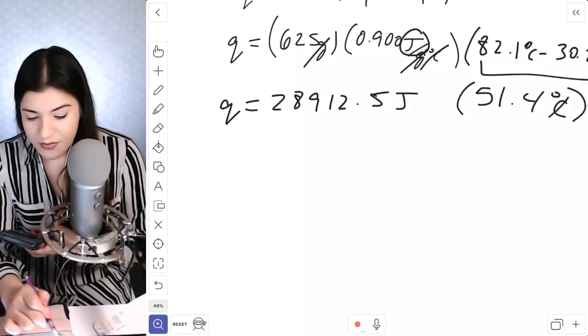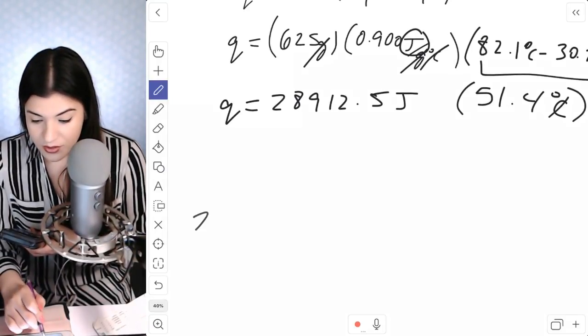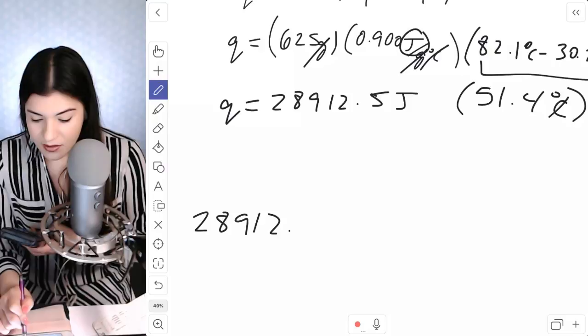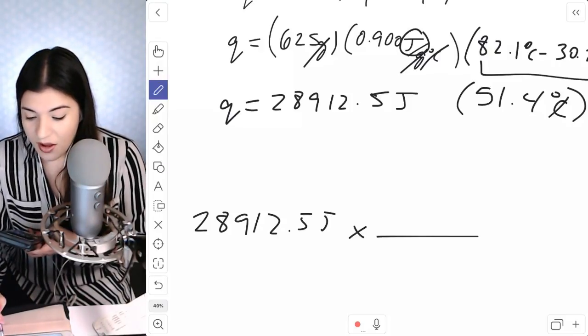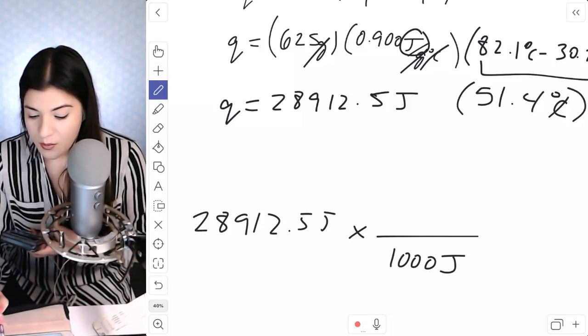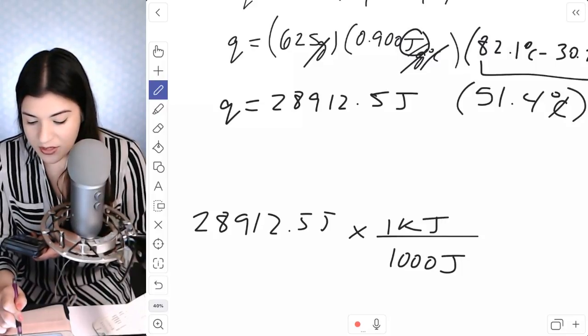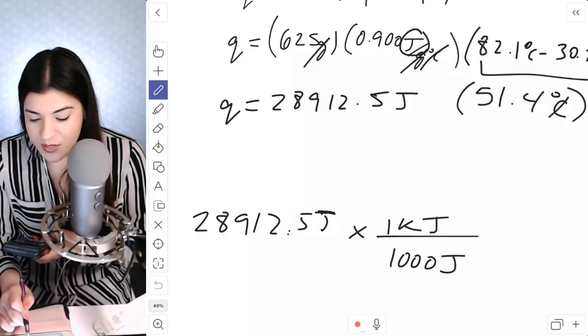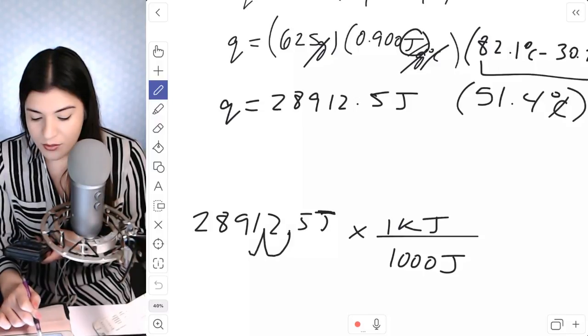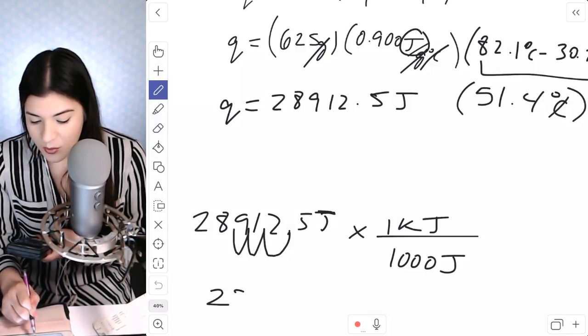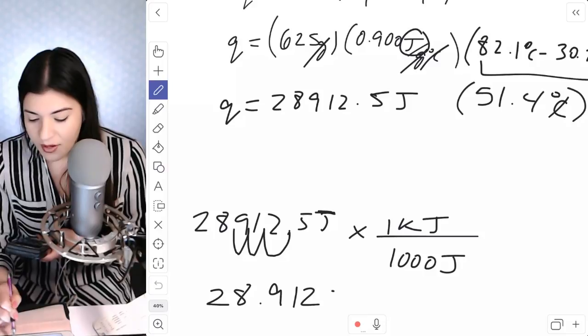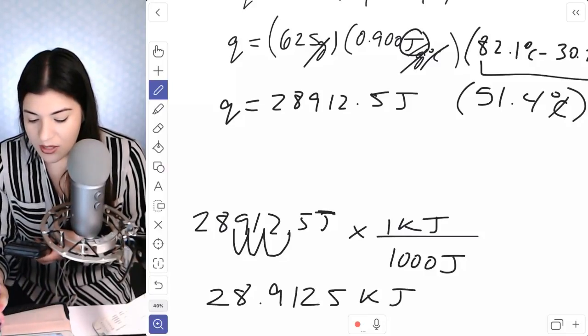Now we'll convert this to kilojoules. So converting this to kilojoules, let me rewrite this. I'm going to divide by 1,000 joules, and that would give me kilojoules. So really what I'm doing is moving this decimal place over 3 times, 1, 2, 3, and this is really 28.9125 kilojoules, and I can round.